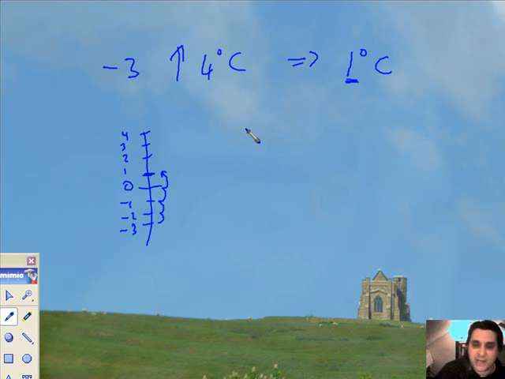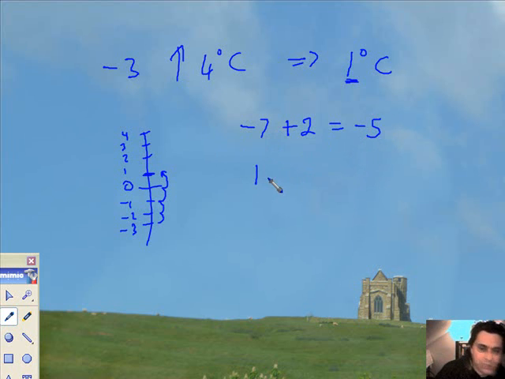Next one, the temperature is minus 7 and we want to rise by 2 degrees. Essentially, we need to add on 2. So if we make it into a proper sum now, minus 7, go up 2, will give us minus 5. See, we're getting nearer to 0. We were at minus 7. We got 2 degrees warmer, so we're only minus 5 below 0 as opposed to minus 7 below 0.